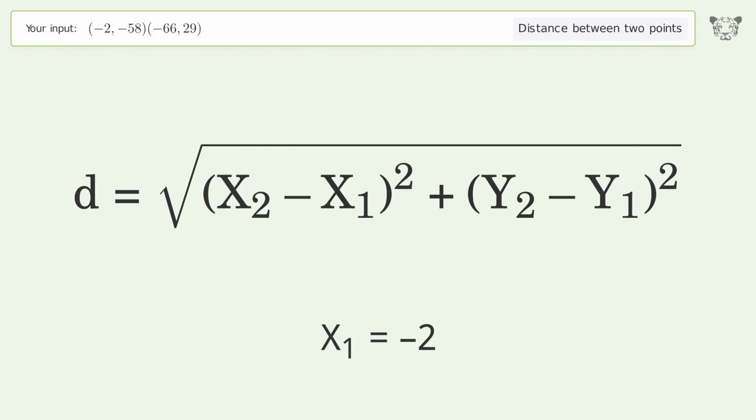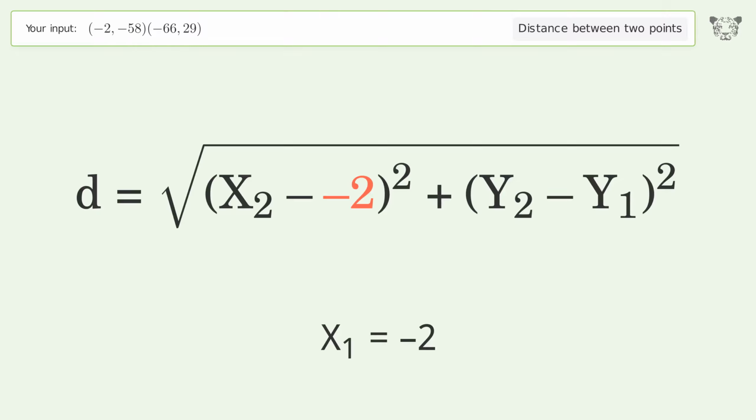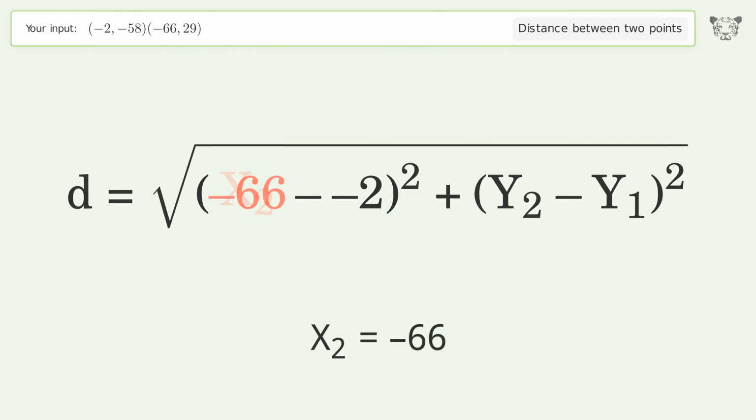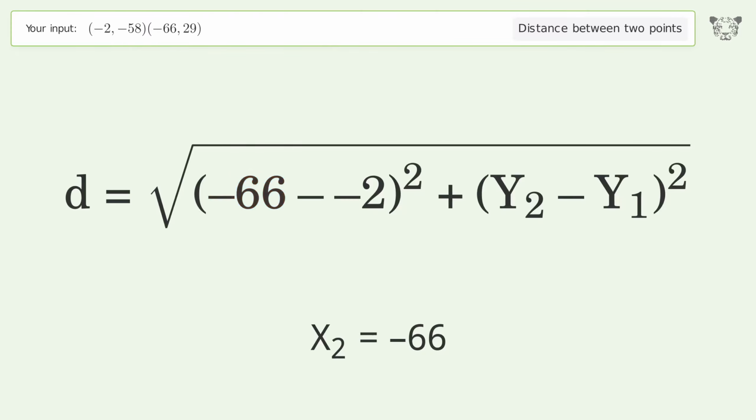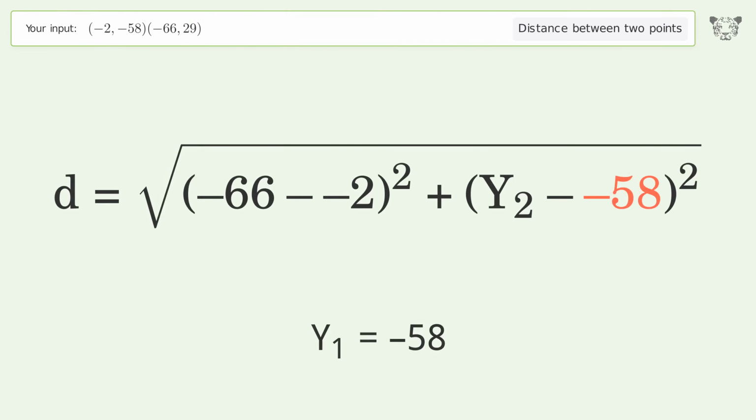x1 equals -2. x2 equals -66. y1 equals -58. y2 equals 29.